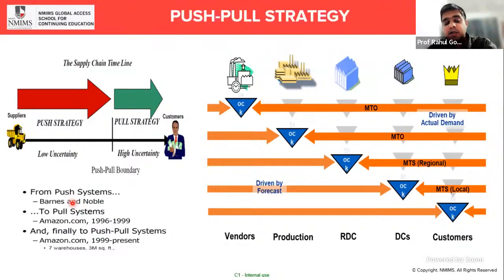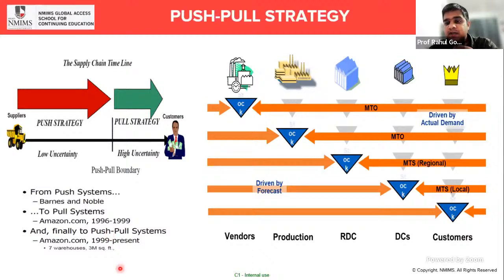But now they have converted back to push pull systems, right? So for example, Amazon earlier did not have any warehouses, right? So when you are not having any warehouse, basically what you are saying is you are totally driven by demand. So once you are able to see the demand from a consumer, then you try to service the order.